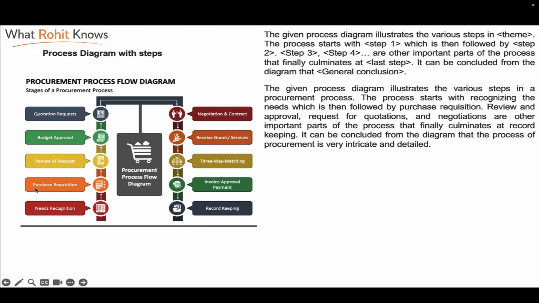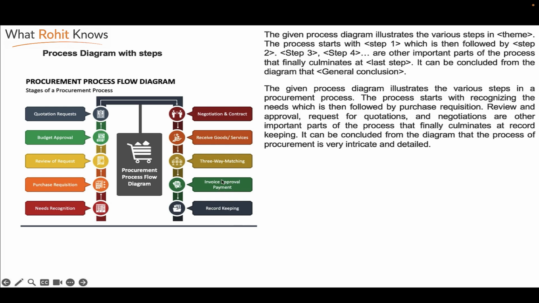The given process diagram illustrates the various steps in a procurement process. The process starts with needs recognition. So I paraphrased saying that it starts with recognizing the needs, which is then followed by purchase requisition, review of request, review and approval. So I combine these two, review and approval, request for quotations, and negotiations are other important parts of the process that finally culminates at record keeping.